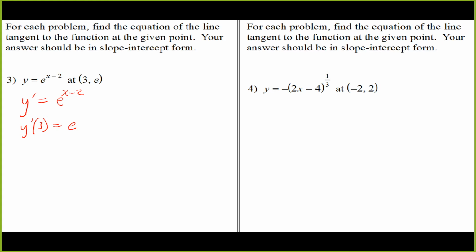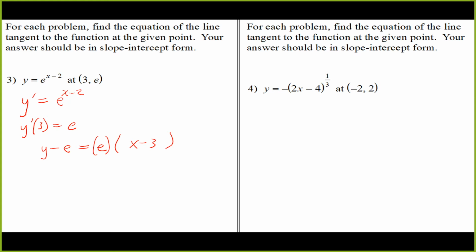I'll convert into the slope-intercept form, and it will be y minus e equals e times parentheses x minus 3. Okay, so this is point-slope form right now.